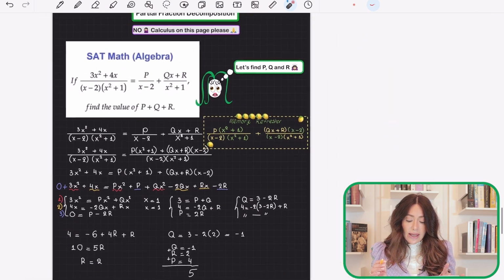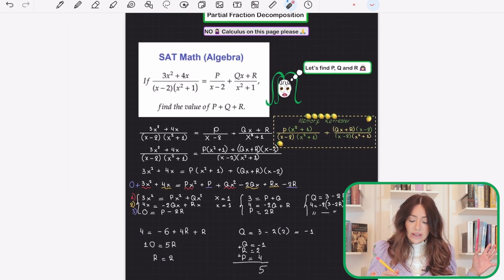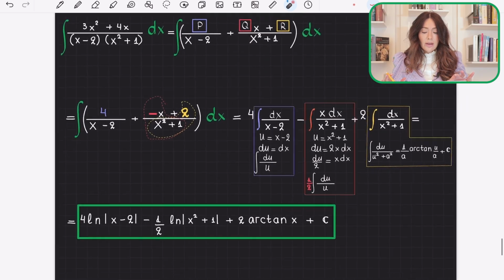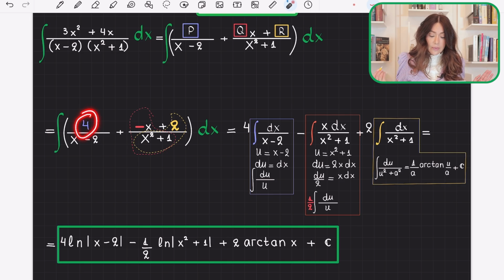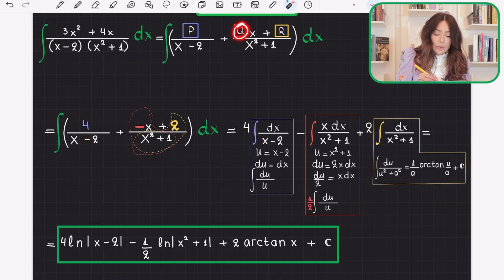So this whole thing, notice that just getting the coefficients, which is the partial fraction decomposition part, is an algebra task. This is where the calculus starts, and I have already solved it, but I'm going to take you through it step by step, okay? So P, we understood that was 4. Q was -1, or just -x, and then R is 2, okay?